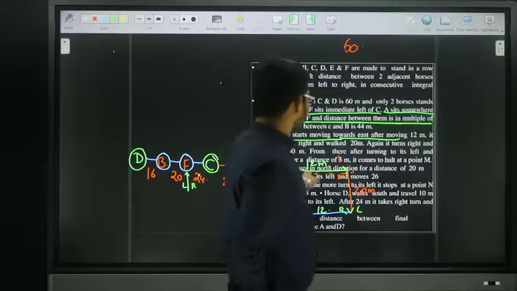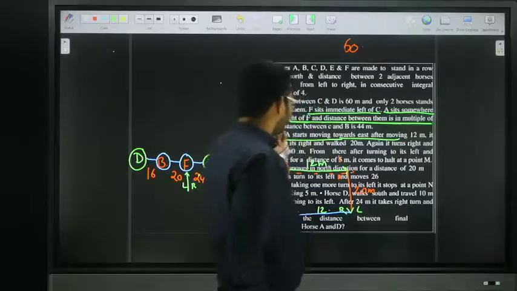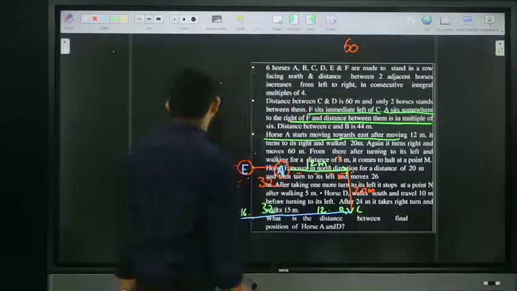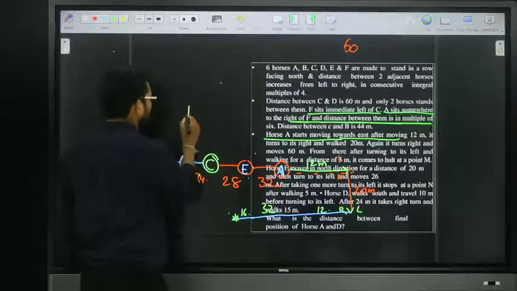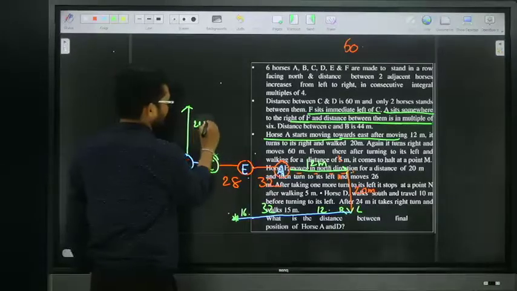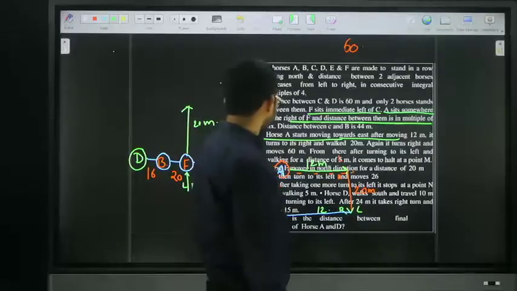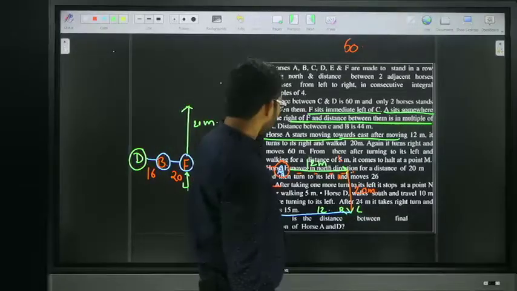Horse F moves in the north direction for a distance of 20 meters. Yes, friends, here. Horse F moves in north direction for a distance of 20 meters. Next one is what? Friends, before that, horse A is not complete.